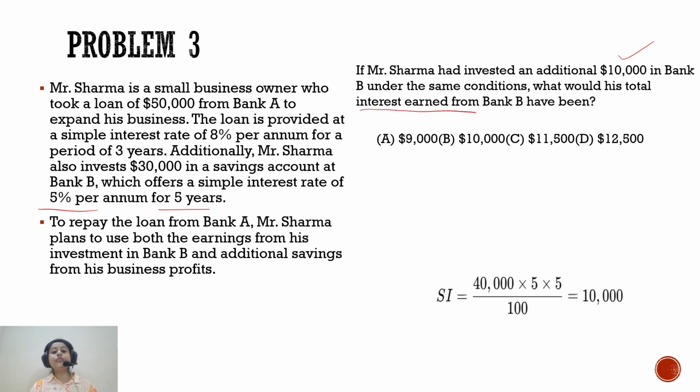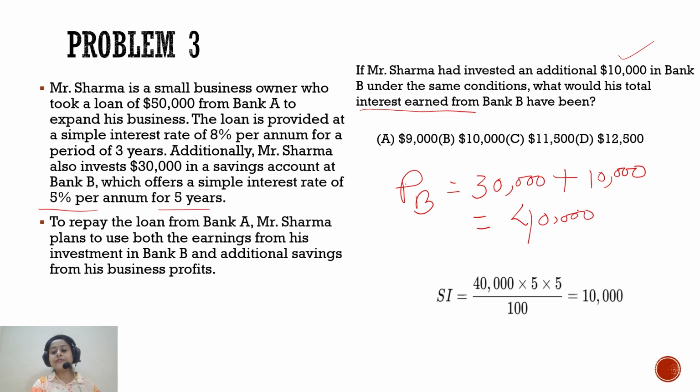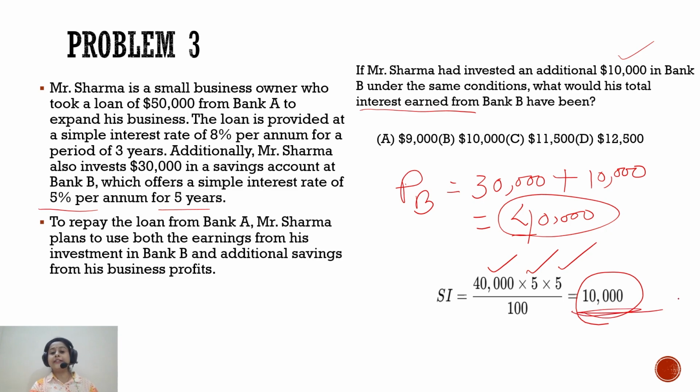Okay, so we just have to add to our principal amount. In this case it will become 30,000 plus 10,000, and all other numerical values will be the same. So now our principal amount becomes 40,000, which I have written here, and all other conditions are the same. So 5% is the interest rate and the duration is 5 years. So 40,000 into 5 by 5 by 100 will give you 10,000. So if he increases his principal amount by 10,000, his total interest earning will be 10,000.